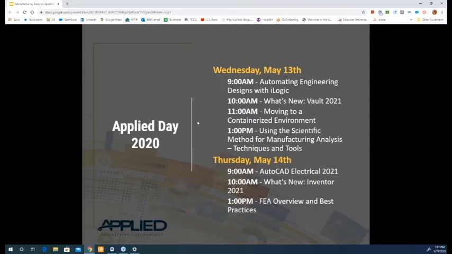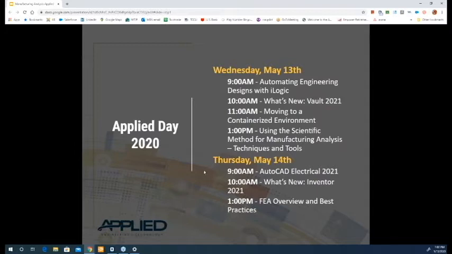I don't know if anybody's caught any of the earlier ones, but they were solid on Vault, iLogic, and software development containerization environment. And this seminar is using the scientific method for manufacturing analysis. I know it sounds like a totally lame title, but it describes to the best of my ability a good methodology and some tools and techniques that could really help out.